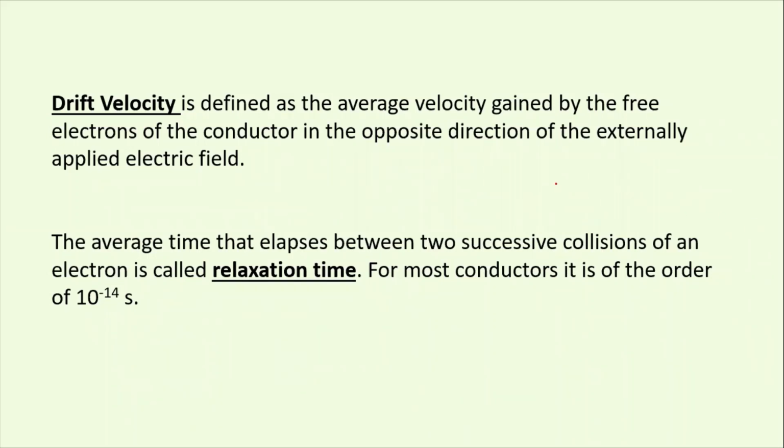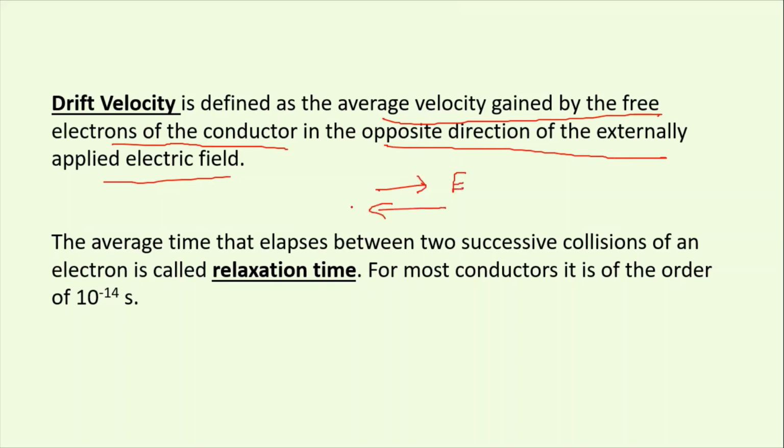Okay. Define drift velocity இல்ல define relaxation time கேட்டா நம்ம இதை எழுதணும். Drift velocity நம்ம முன்னாடி சொன்ன மாதிரி தான் is defined as the average velocity gained by the free electrons of the conductor in the opposite direction of the externally applied electric field. The electric field in the direction இருந்தா, the drift velocity will be in the direction opposite, because it indicates the velocity acquired by the electrons. So the time between two successive collisions is known as relaxation time. In most of the conductors, it will be in the order of 10 power minus 14 seconds.